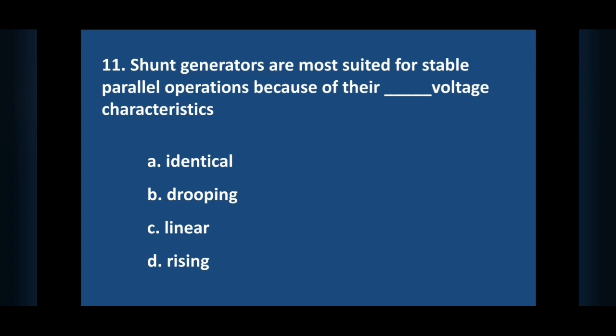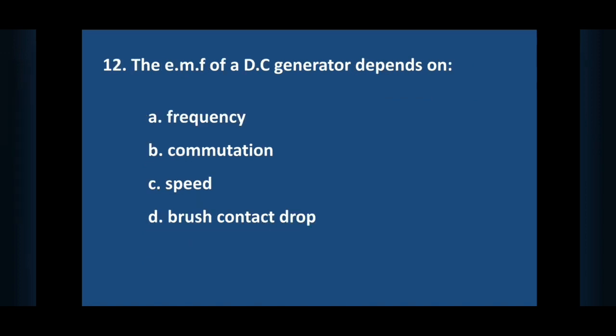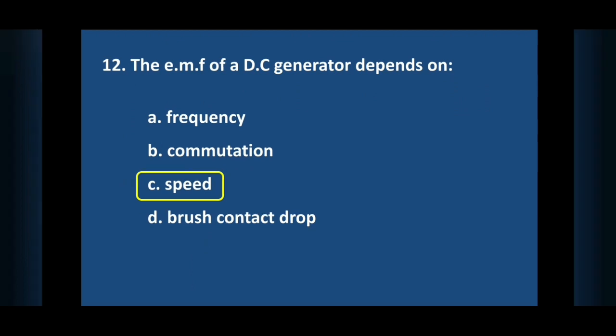Question number 11. Shunt generators are most suited for stable parallel operations because of their dash voltage characteristics. Answer is option B. Drooping. Question number 12. The EMF of a DC generator depends on. Answer is option C. Speed.